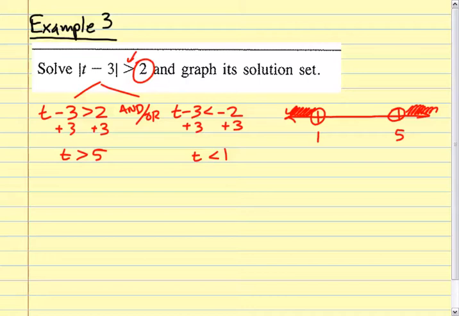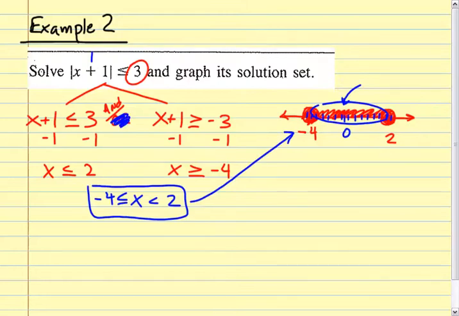So this is a disjunction. This is an or statement. And there's something that we need to notice. When we start off and the absolute value is greater than, then it's going to be an or statement, since it's greater than. Look at the one before. It was less than, so since it's less than, we get a conjunction. It's an and statement because the absolute value is less than the number.